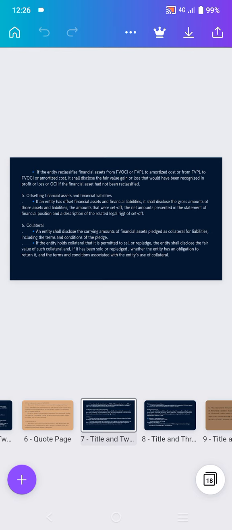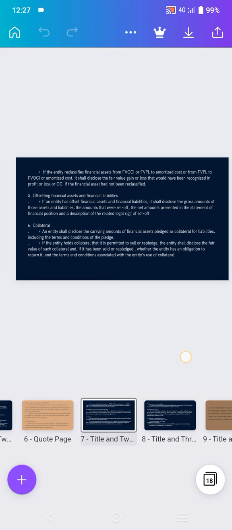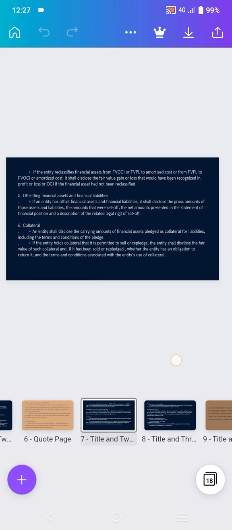An entity shall disclose the carrying amounts of financial assets pledged as collateral for liabilities, including terms and conditions of the pledge. If the entity holds a collateral that is permitted to sell or repledge, the entity shall disclose the fair value of such collateral, and if it has been sold or repledged, whether the entity has an obligation to return it, and the terms and conditions associated with the entity's use of collateral.